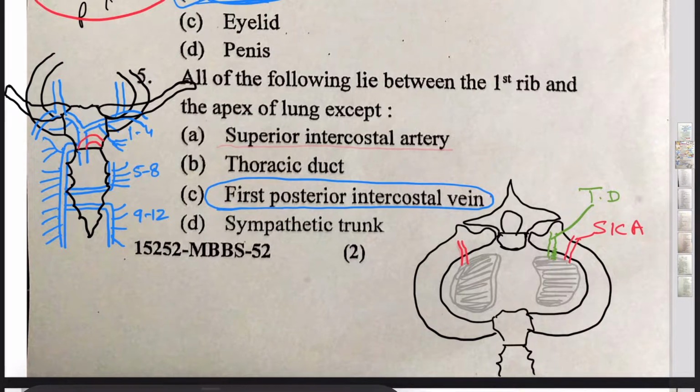While talking about the sympathetic chain, it crosses here at the head, just in front of the head of the ribs, or just in front of the neck of the ribs, right? Just there you find it, in between the first rib and the apex of the lung. So it's very clear now that your answer should be the first posterior intercostal vein.